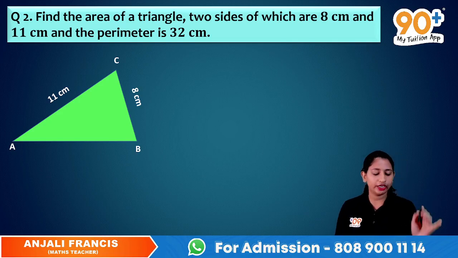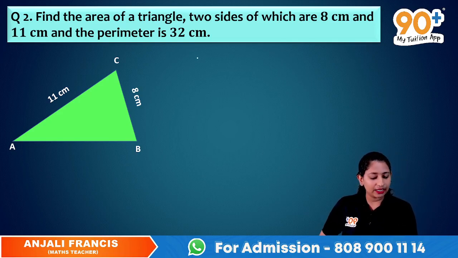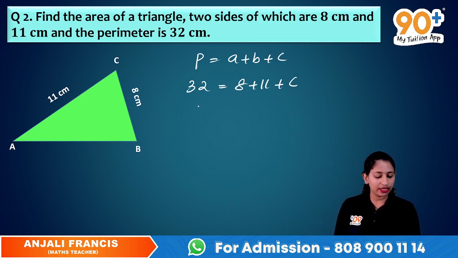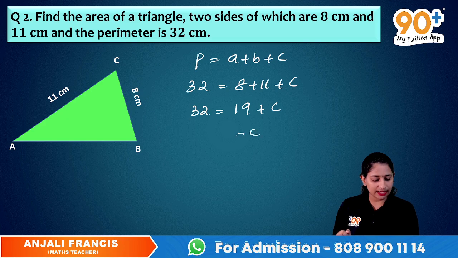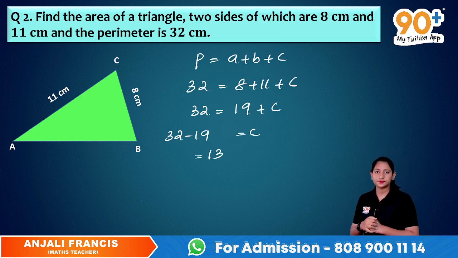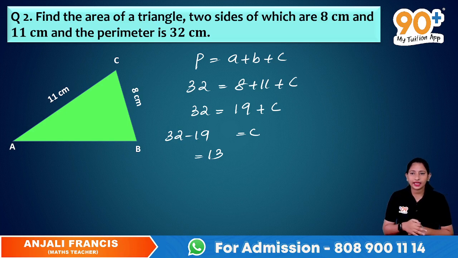So here we already know that to find the perimeter, perimeter is equal to a plus b plus c. So 32 is equal to 8 plus 11 plus c. c is our third side. So here 32 is equal to 8 plus 11, what will come? It will be 19 plus c. So c is equal to 32 minus 19. What will it be? 32 minus 19. It will be 30? No, 13. Yes, 13.